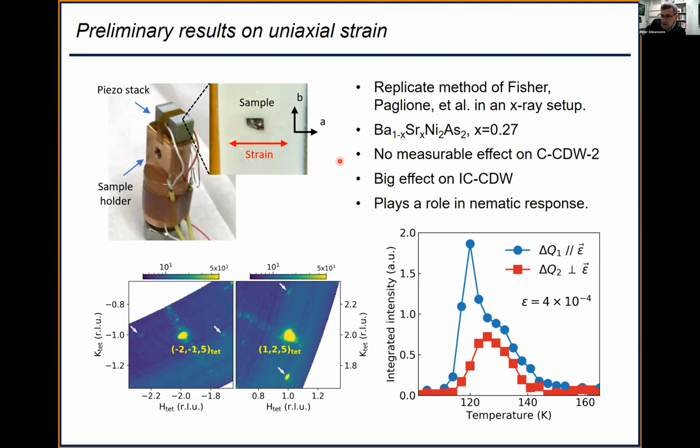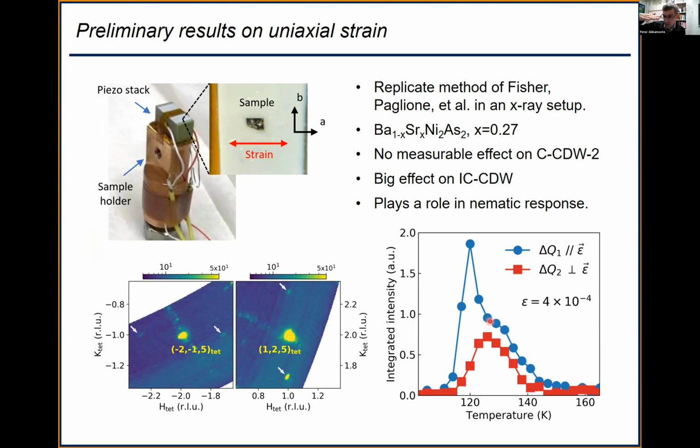The older I get, the more I measure first and think second. And so I've deliberately not spent too much time assuming what it's going to do, and we're just measuring it. So here's what happens. If you measure the intensity of these two different satellites with different orientation as a function of temperature, they have identical temperature dependence. But if you put the system under uniaxial strain, they become different.